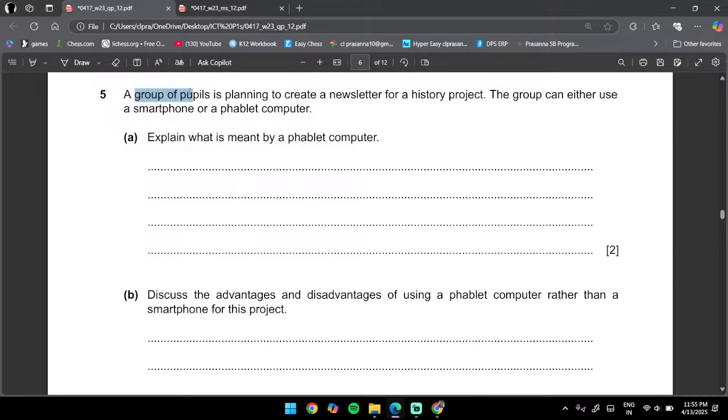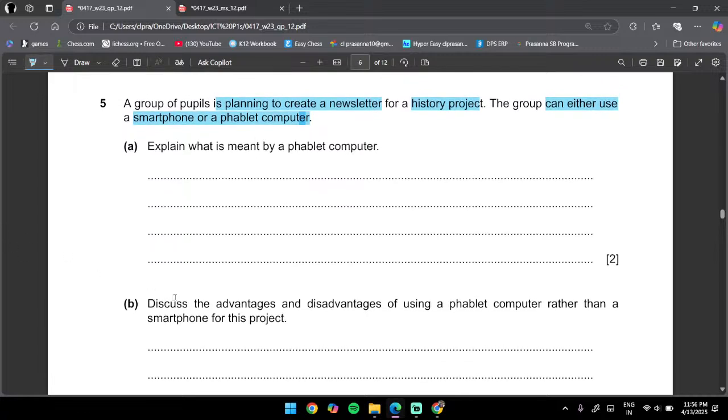A group of pupils is planning to create a newsletter for a history project. The group can either use a smartphone or a phablet computer. Now, phablet computers don't come up as usual as smartphones, laptops, and personal computers. So I would recommend studying it a bit, which you will now as I discuss it. But still, just go over it once on your own because I feel like this could come, maybe, I'm not sure. Don't trust me, do your own preparation.